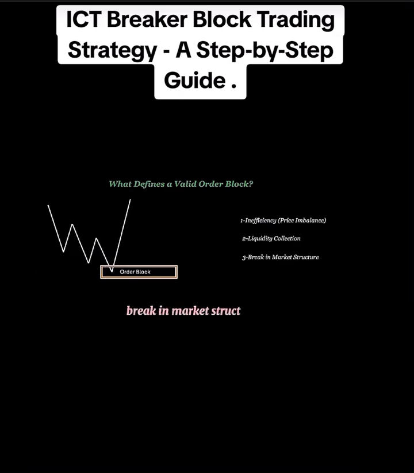Break in market structure. Finally, the most crucial criterion for a valid order block is that it must cause a break in market structure. This is what distinguishes a regular supply or demand zone from a true order block. In a bullish market, when the price breaks above a significant previous high, the area where the price originated becomes an important demand zone, known as a bullish order block. Conversely, in a bearish market, when the price breaks below a key low, the area of supply that caused this breakdown becomes a bearish order block.